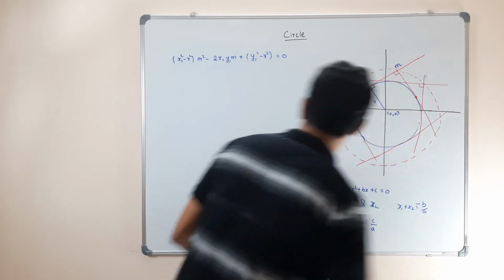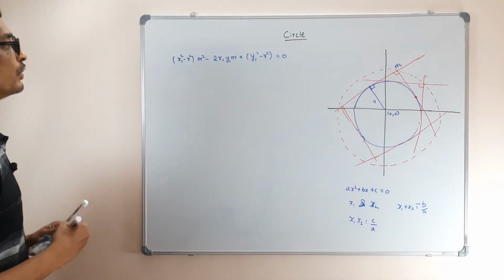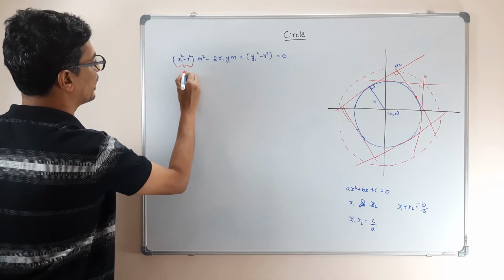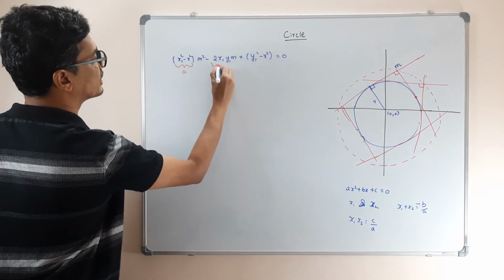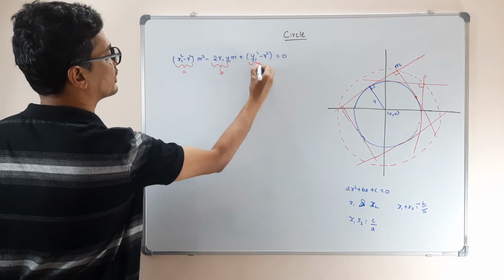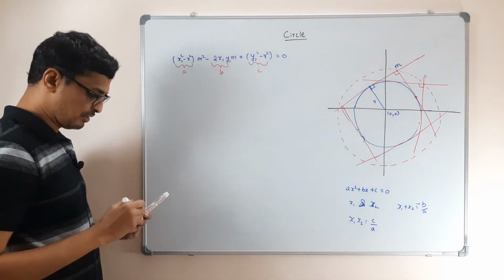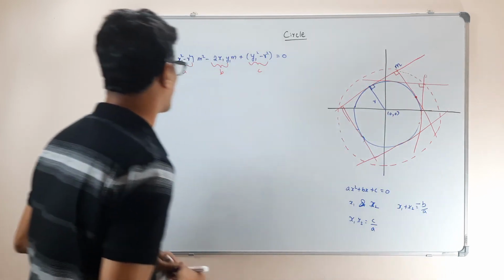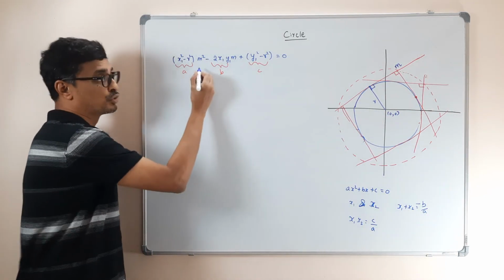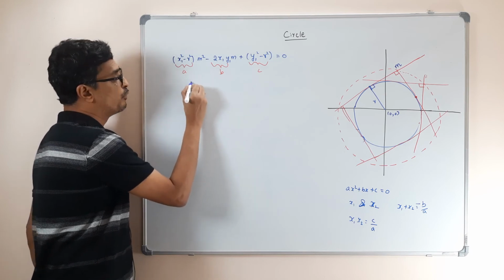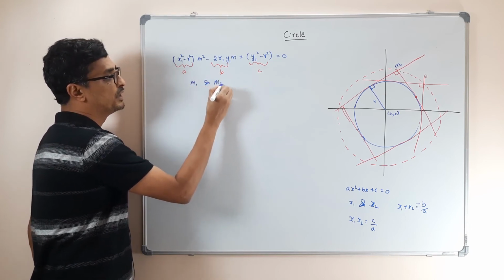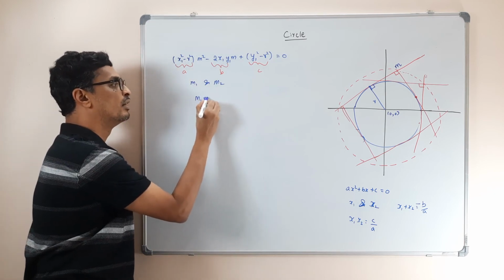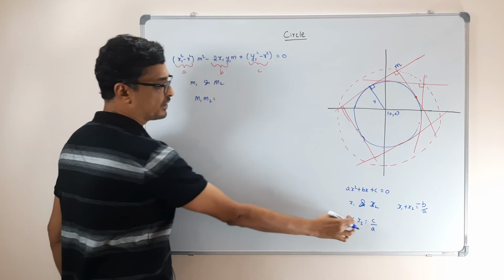So let us compare with this: this is our A, this is our B and this is our C. From there we can find the product of the roots. We have two solutions, right? M1 and M2 are the solutions of this quadratic equation. So what will be M1 M2? M1 M2 equal to C by A, correct?